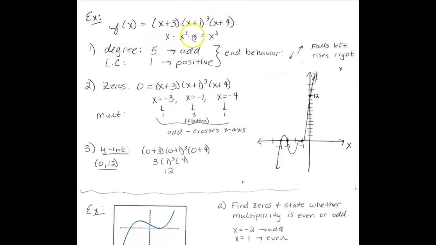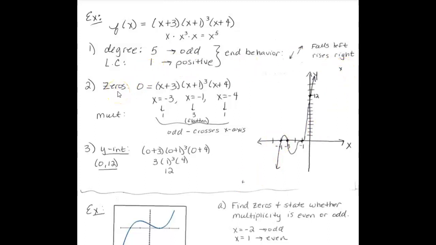So x cubed times x to the first times x to the first would equal x to the fifth because we're adding powers, right? 1 plus 3 plus 1 is 5. So that tells me that if this were expanded out and not factored, the degree would be 5 and the leading coefficient would be a 1. So an odd degree, positive leading coefficient means my end behavior is down, up, or falls to the left, rises to the right. So I would have put the x's down and up.